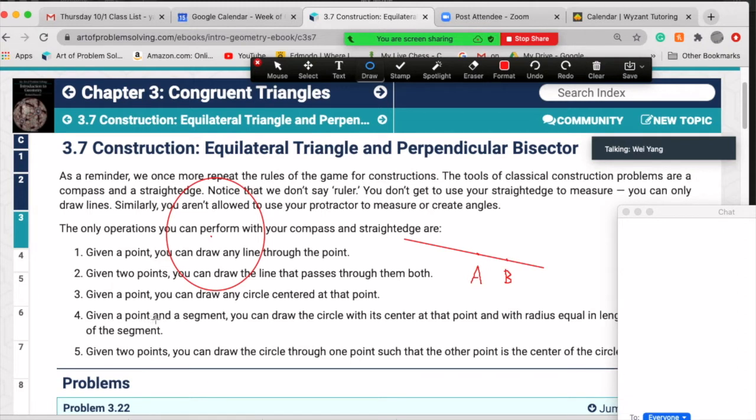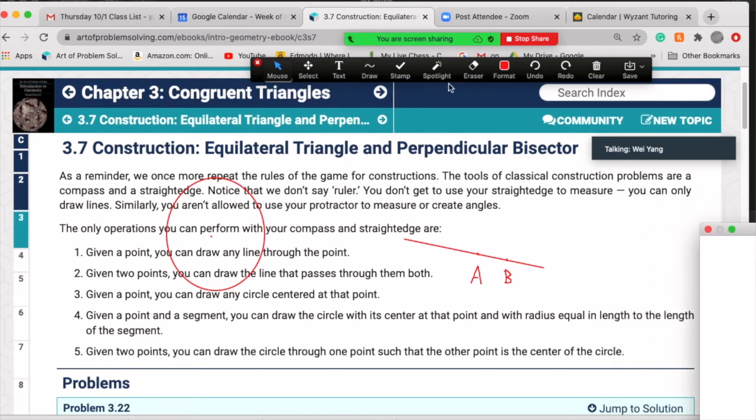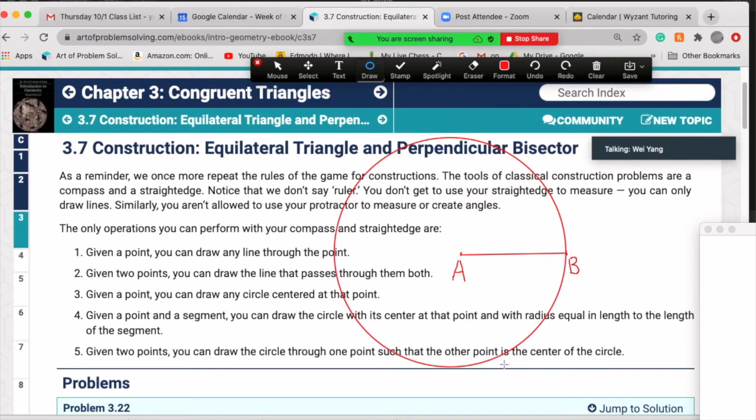Number 4. Given a point and a segment, you can draw a circle with its center at the point and the radius equal to the length of this segment. So that means if we give you a segment, suppose this segment is AB, with the left endpoint A and the right endpoint B, you can use A as a center and AB as a radius to draw a circle. Definitely you can draw a circle something like this, using A as the center point and AB as the radius. Use your compass; it's very easy to draw a circle.